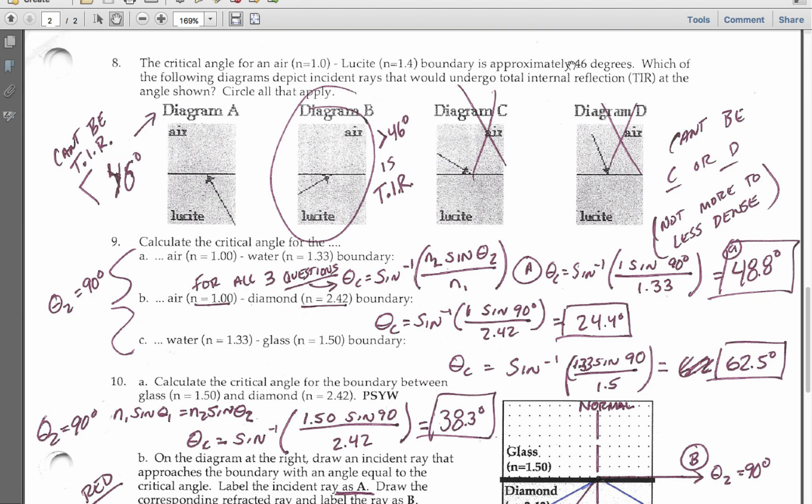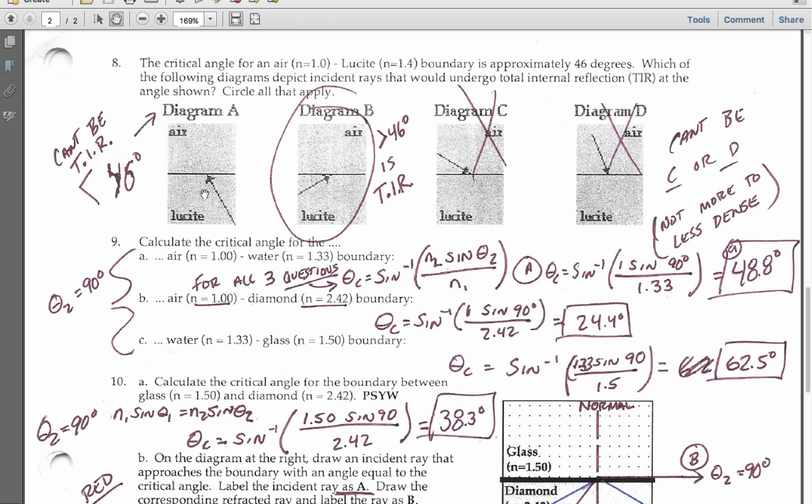So the first thing we ask ourselves is what diagrams go from a more to a less dense medium? And that is A and B. It can't be C and D because it is not going from a more to a less dense. It's going from a less dense to a more dense. It would bend towards the normal and therefore would not be able to meet a critical angle.